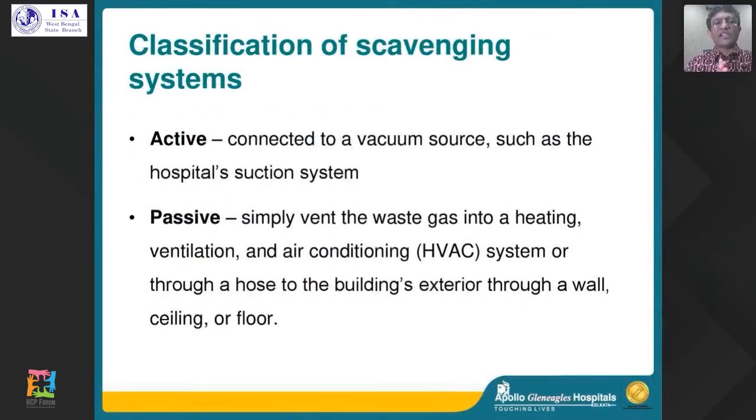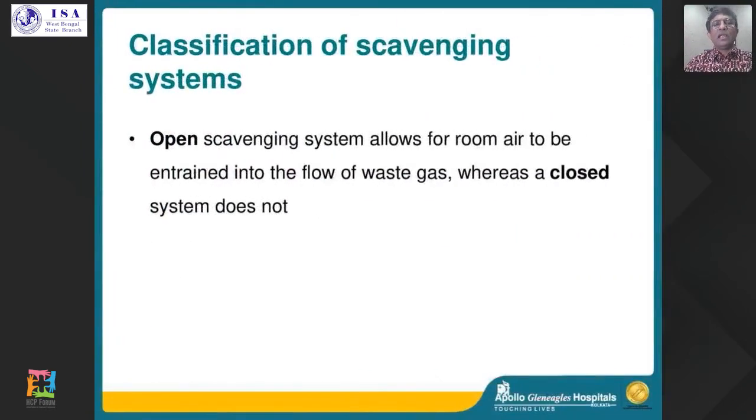And the scavenging systems can be active, which is essentially nothing but you are actively sucking out this scavenged gas through a vacuum source, or passive, which is you're allowing the little bit of high pressure that is there in the system to go through the air conditioning ducts or through a hose to the outside of the building. It could be open, wherein the atmospheric air is entrained into the waste gas, or it could be closed, where the atmospheric air is not entrained.